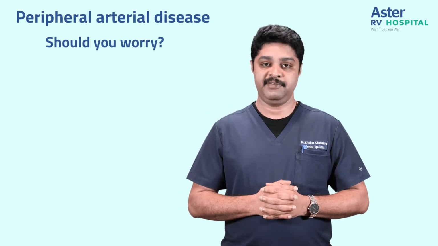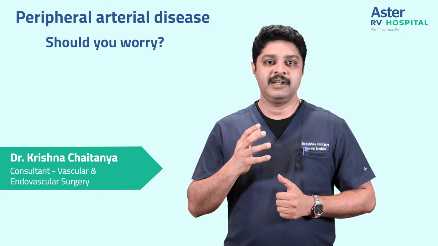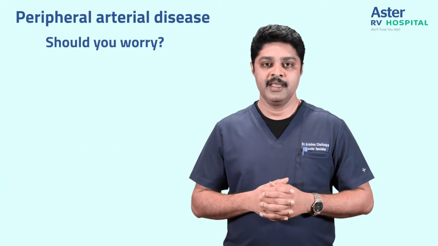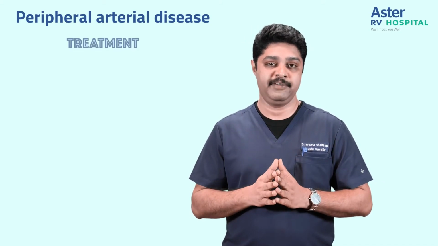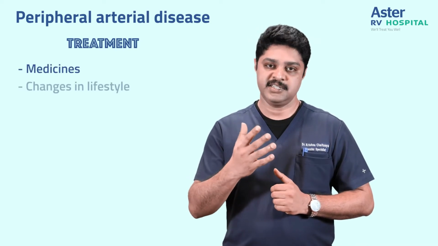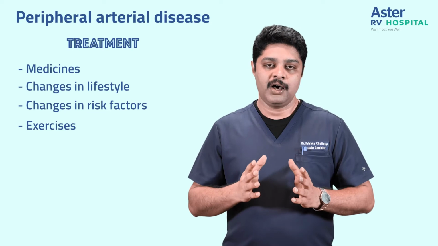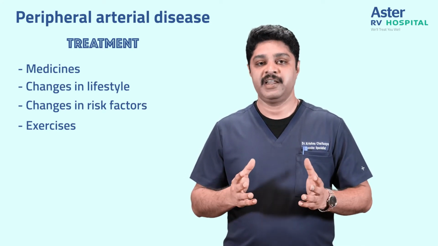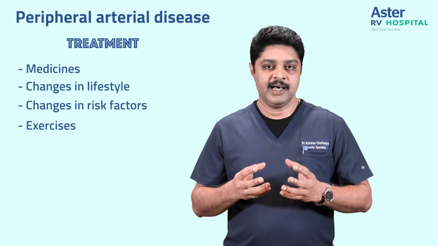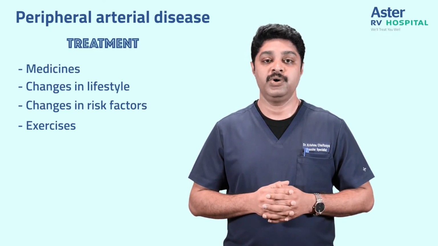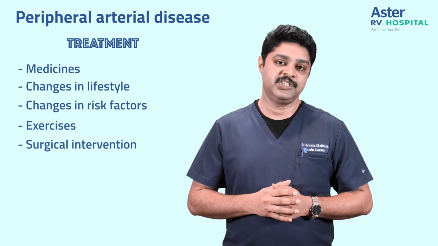Should you worry if you have a peripheral arterial disease? There is no need to worry. Kindly consult your vascular surgeon, who would suggest appropriate tests to detect the severity or the nature of your blood flow. Depending on that, your vascular surgeon is best suited to suggest the right treatment for you. It could be just medicines, changes in your lifestyle, changes in your risk factors, or certain exercises. Sometimes, when the disease is so severe that it causes part of the toe or a wound to turn dark or gangrenous, your vascular surgeon would suggest an appropriate surgical intervention, which can be either a bypass surgery or a needle hole procedure called angioplasty and stenting.